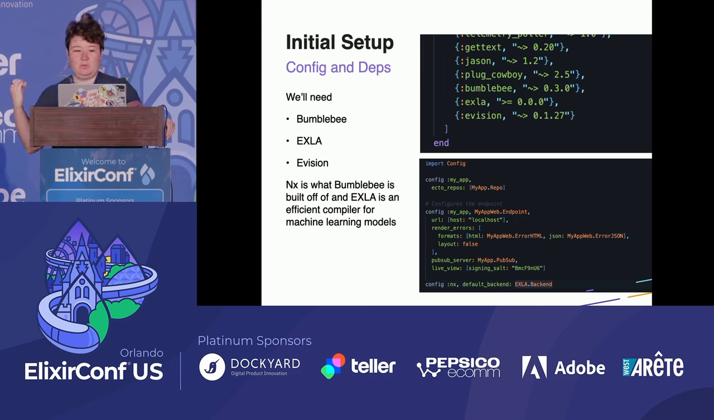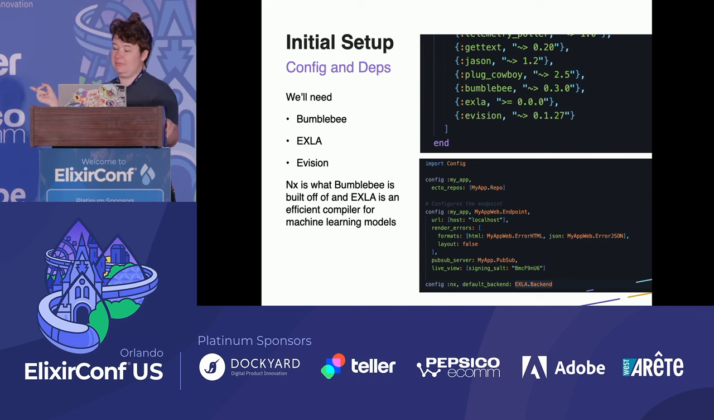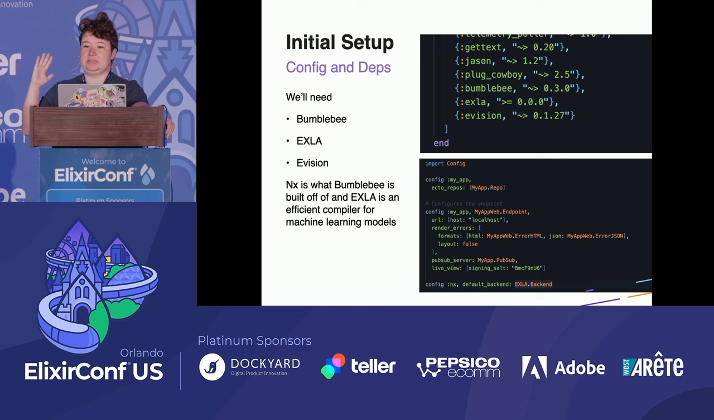First things first, we're going to need three dependencies to build this app. Very simple. We're going to need, of course, Bumblebee, unsurprising. We're going to need something called EXLA. We're going to be talking about that in just a second, what the use of that is. And then we're going to be using eVision, that library that I was talking about earlier. So at the bottom of our config file here, we're going to be setting up Nx to use EXLA as its backend. What is Nx? I haven't been talking about that. That's okay. We don't need to worry about it. Nx is the framework which Bumblebee is built off of.